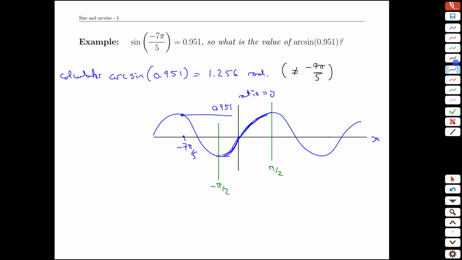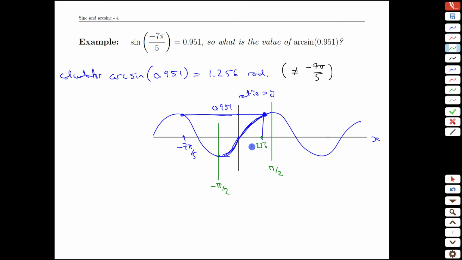Where does that lead us? Well, if we continue on this 0.951 value, we can also find another x value where we get the same y value, and it happens to be our 1.256 here. So sine of that is 0.951. Sine of this angle is 0.951. Sine of a bunch of things is 0.951. But there's only one inverse relationship. There's only one inverse value that we're allowed to use because only one value will lie in this domain here.